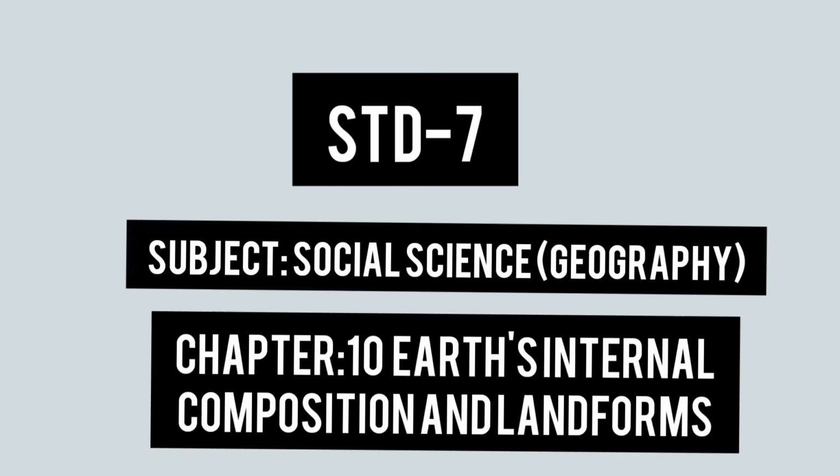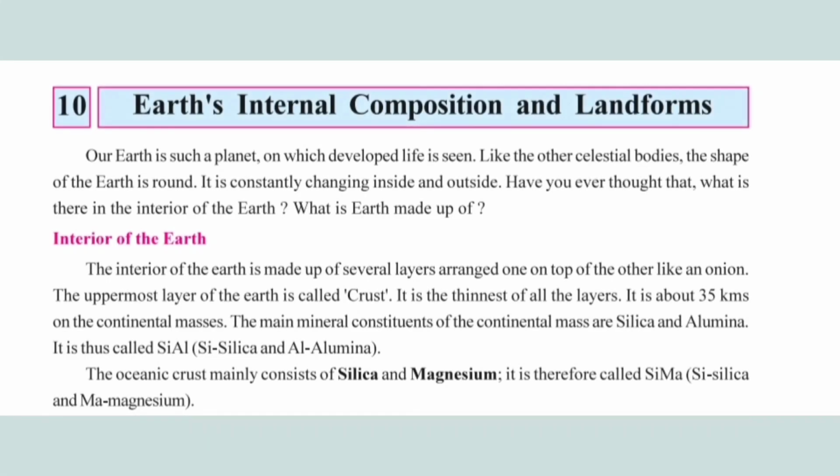Today we are going to discuss chapter number 10 in the geography part, and that is Earth's internal composition and landform. Now we will start with a kind of comparative analysis. If you have ever peeled an onion, you would see there are concentric rings similar to the structure of the earth.